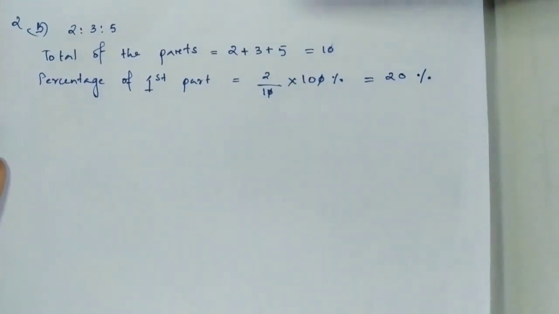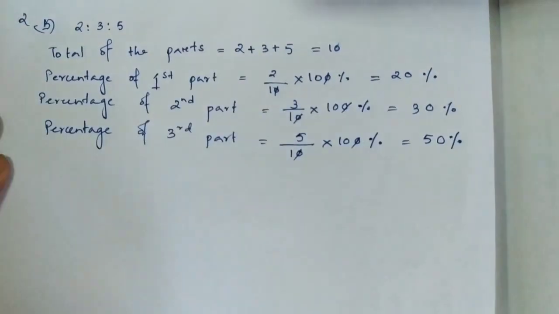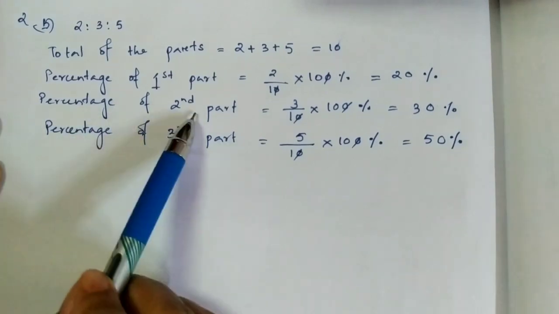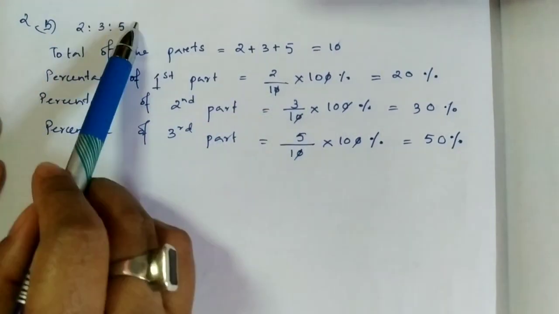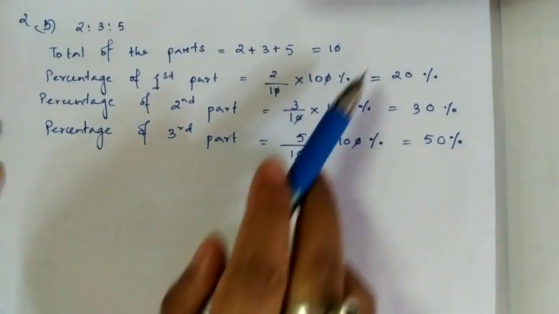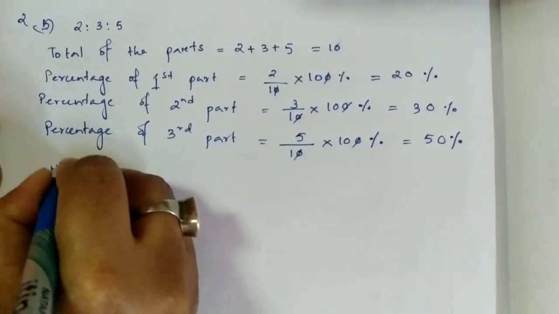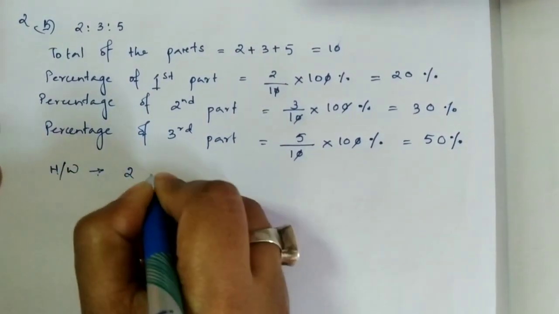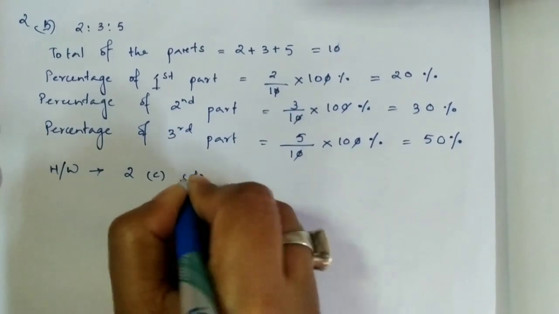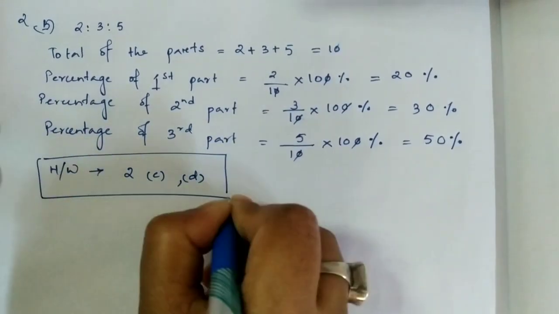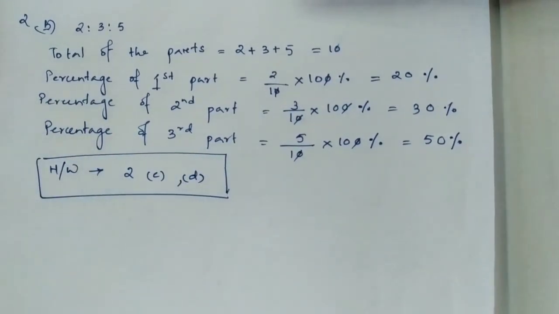Similarly, we will find out the percentage of the second and the third. So you can see it clearly. I have found out the second part 3 by total, the third part 5 by total, and if you add them, all these percentages, 20 plus 30 plus 50, you will get 100%. So you have to find it this way. So you can try the remaining 2, that is C and D of question number 2, as your homework. Okay, so we will be doing this.